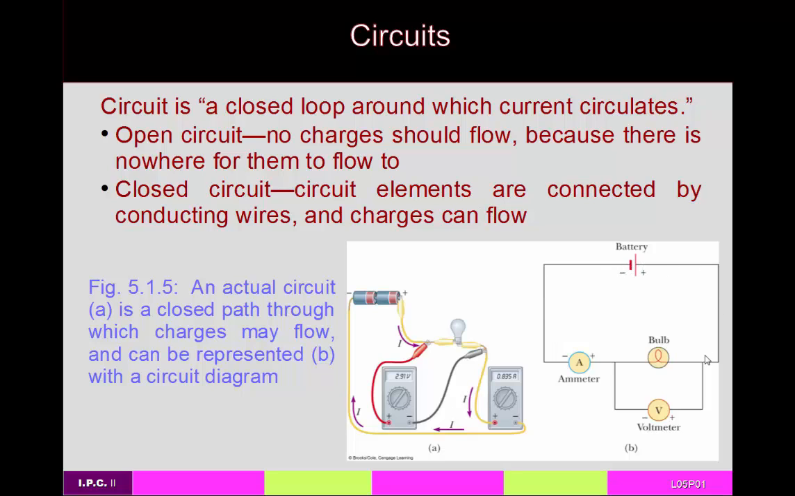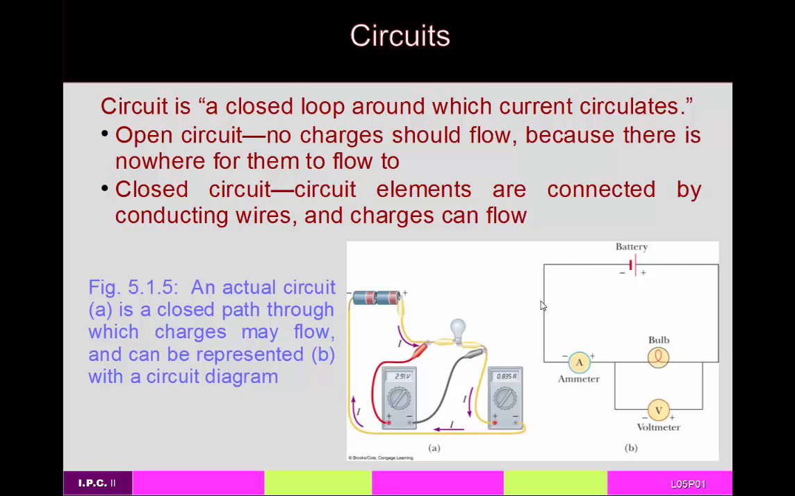So this is a closed circuit. A charge, an electron for example, could move from right here, the negative terminal, all the way around this circuit and make it to the positive terminal. A hole could come off of this positive terminal, make it all the way around, and make it back to this negative terminal. That means that you could have current actually flowing in the wire. This is therefore a closed circuit.